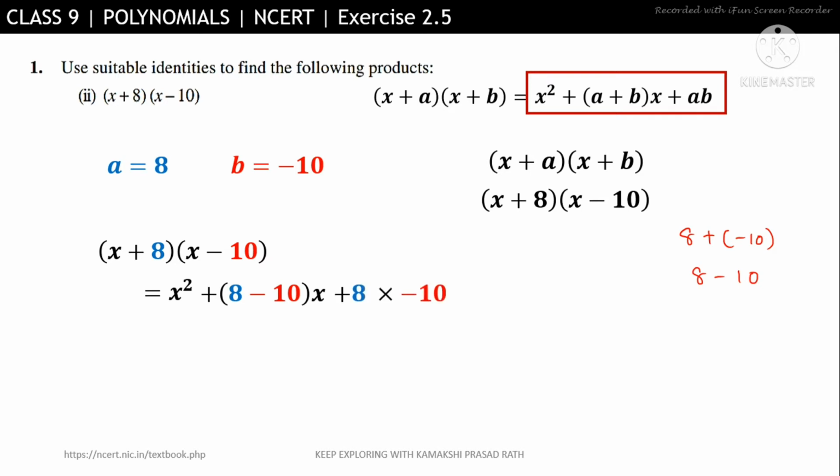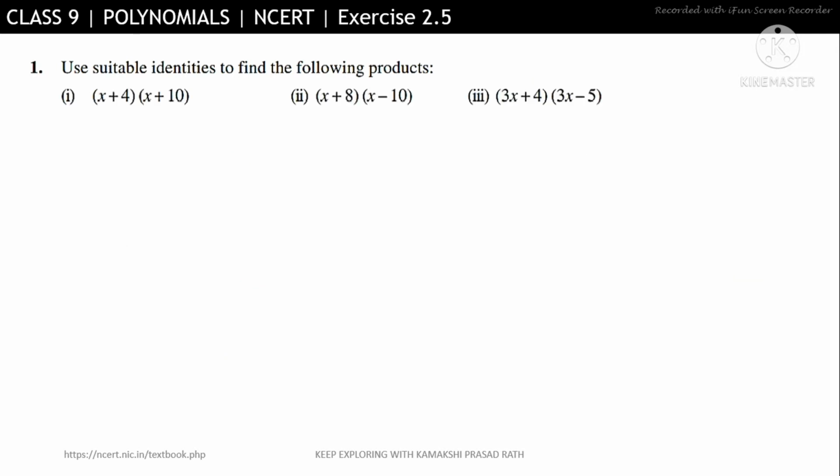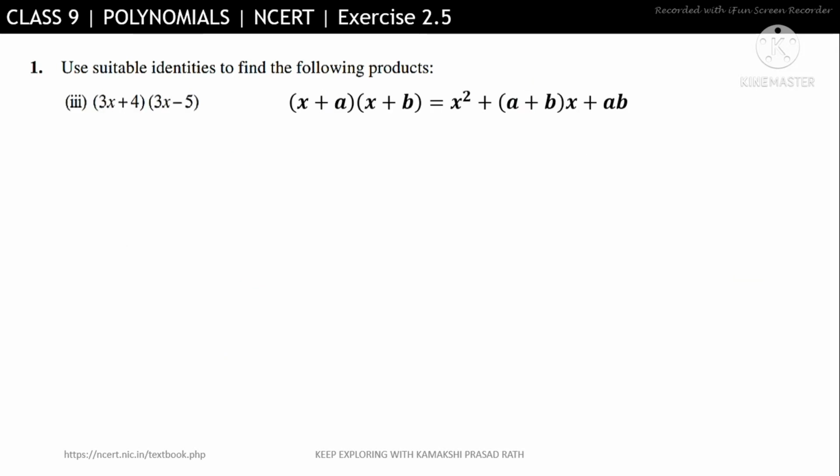Plus 8 into minus 10, the same thing, a into b, that is 8 into minus 10, and we get the same answer, x squared minus 2x minus 80, because 8 minus 10 is minus 2, so plus into minus we get minus 2x. Let's move on with the third one. The last question says 3x plus 4 multiplied by 3x minus 5.